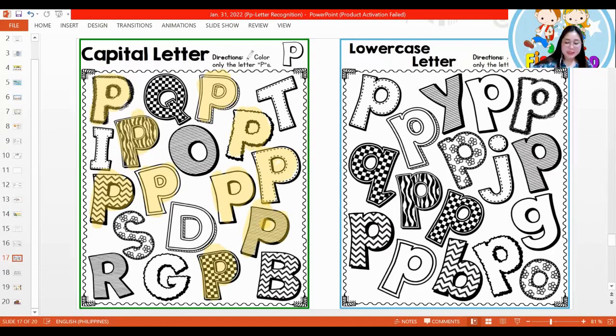Very good. Now let's proceed to lowercase letter P. Now let's color and count. 1, 2, 3, 4, 5, 6, 7, 8, 9, 10, and 11. How many? 11 what? 11 lowercase letter P. Very good. Okay, last one for today.